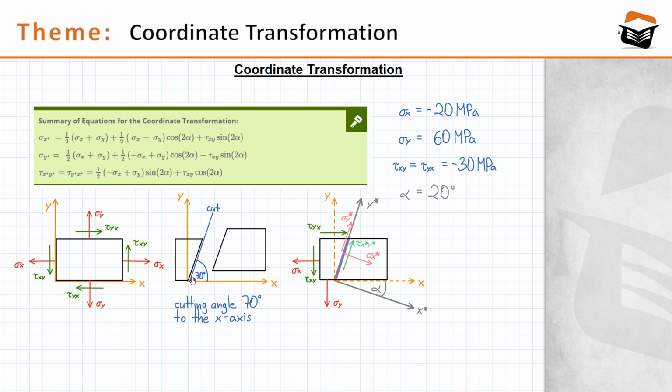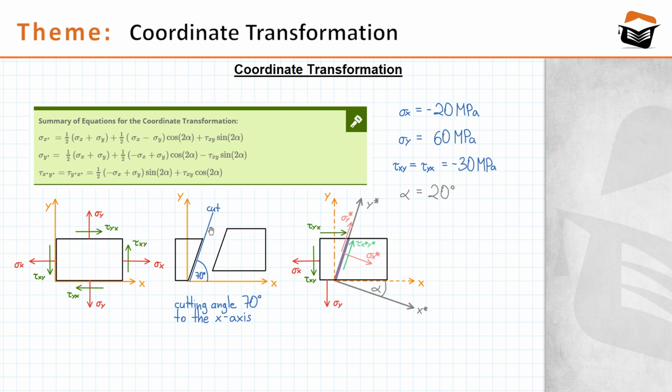And now we want to make a cut through that body at a specific angle to the x-axis. In our example, the cutting angle is 70 degrees to the x-axis. That leaves us with two separated body parts, and now we want to glue or to weld these parts together. And our goal is to calculate the stresses that occur with respect to the rotated coordinate system.